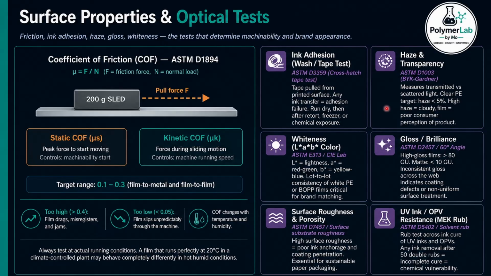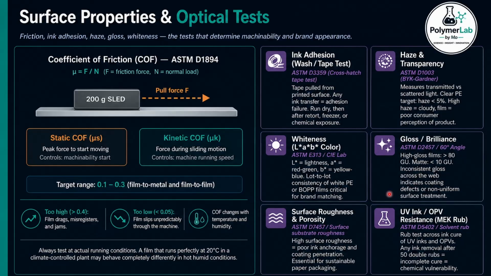Haze and transparency. For clear packaging, fresh meat, produce, baked goods, the consumer judges product freshness by what they can see through the film. Haze is measured as a percentage of the transmitted light that scatters more than 2.5 degrees from the beam direction. A clear PE film should be below 5% haze. As haze increases, the film looks cloudy, old, and unappealing, even if the product inside is perfectly fresh.